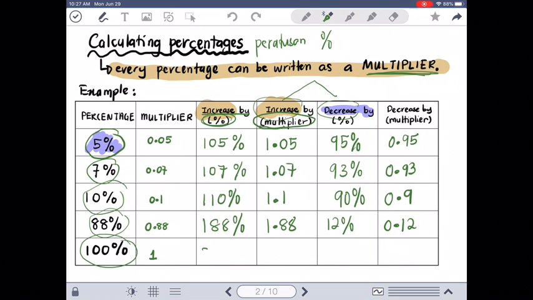Right, for the last example, increase by 100% means that you have 100%, you increase by 100 more percent, which means that you have 200%. So the corresponding multiplier is 2. Decrease by 100% means that it leaves you with 0%. The corresponding multiplier is just 0.